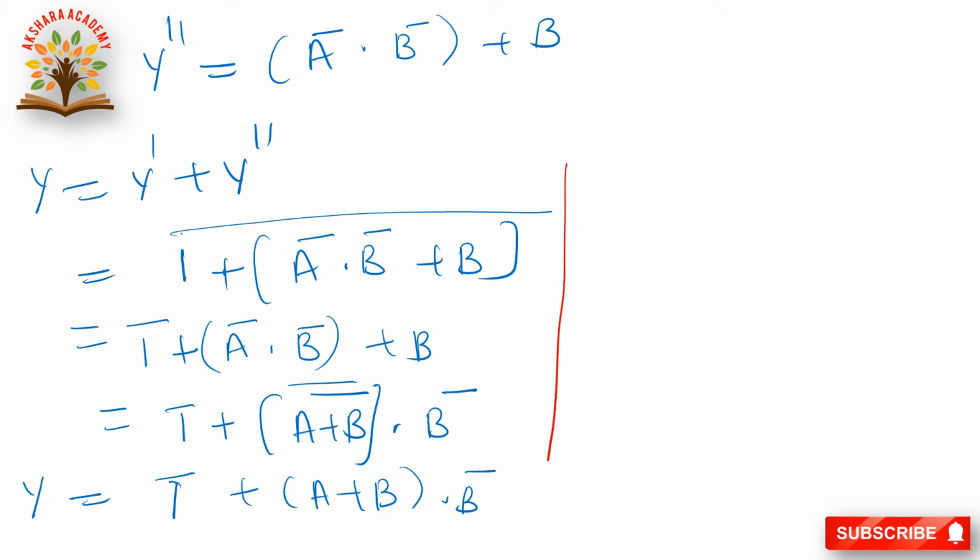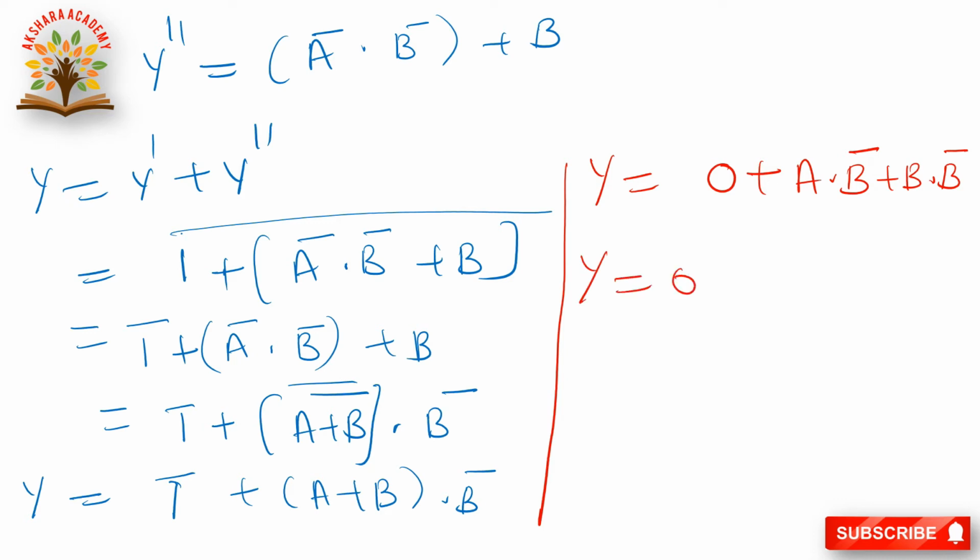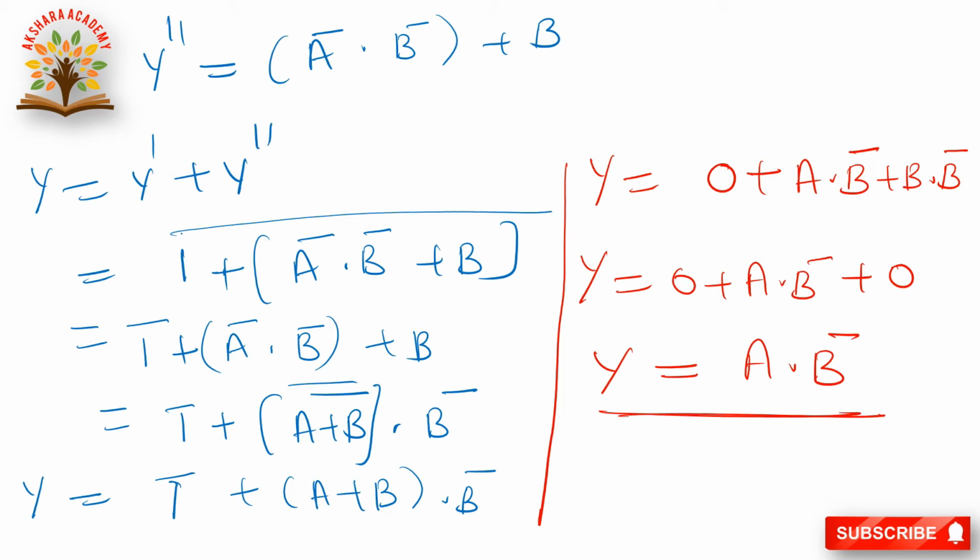Now next, Y is equal to 1 bar, nothing but 0, plus A dot B bar plus B dot B bar, so that is equal to 0 plus A dot B bar plus 0. So the final output is Y is equal to A dot B bar. Okay. Next we will go to the next question.